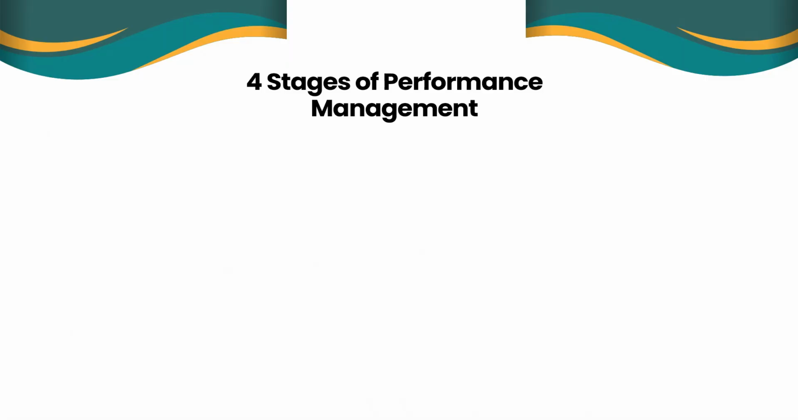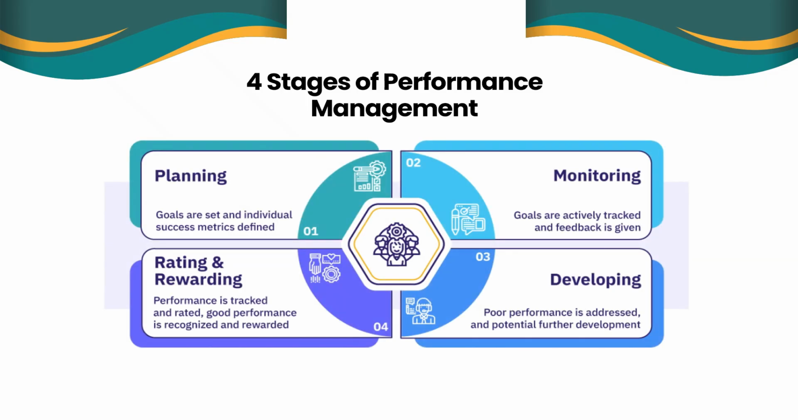Moving on to the 4 stages of performance management. A typical performance management cycle has 4 stages. So let's explore them in more detail. First stage is planning. The planning stage is dedicated to establishing performance expectations with employees. Job descriptions should clearly outline these goals to attract the right candidates.